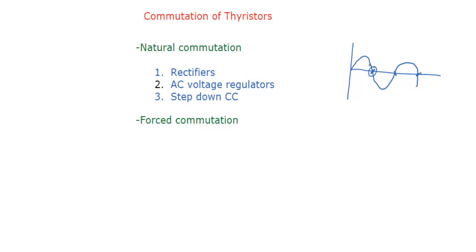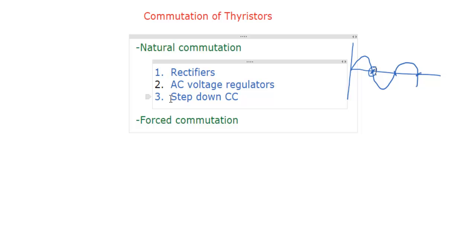Whenever this current comes to zero, then the thyristor will be turned off because the anode current is below the holding current. That is why natural commutation is possible in case of rectifiers, AC voltage regulators, step-down cycle converters. Here, step-down cycle converter is nothing but the output frequency is lesser than the input frequency. That's the meaning of step-down.